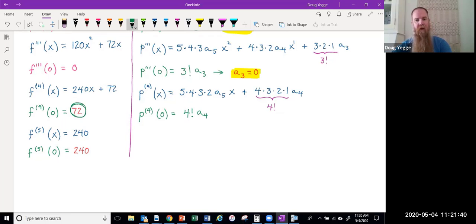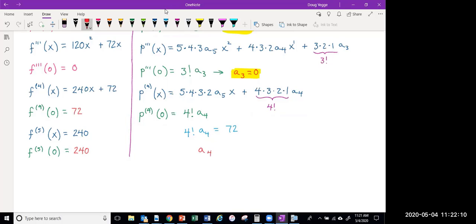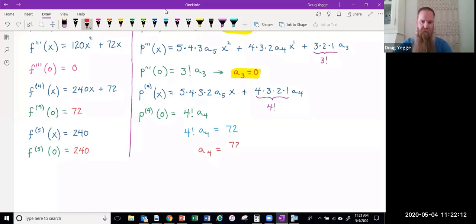The value that I'm trying to find is a4. So what that implies is that I could say that 4 factorial times a4 is equal to 72. So if the 4th derivative is 72, then that must mean that a4 equals 72 divided by 4 factorial.